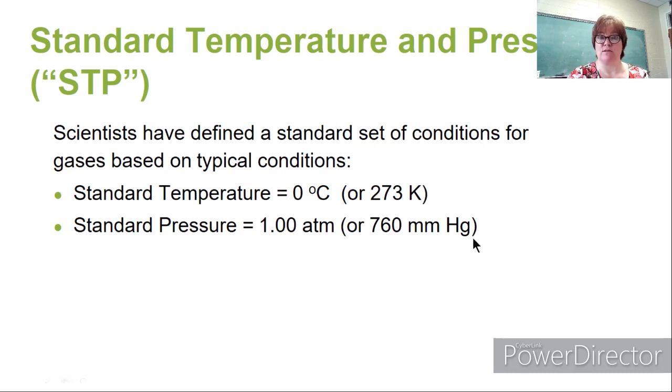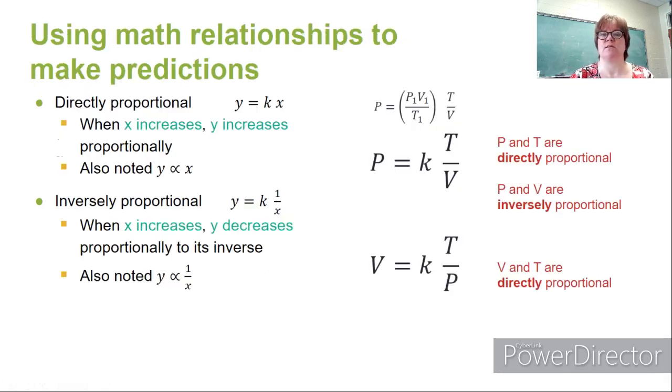However, as long as you're keeping consistent with your pressure units, you can use alternate pressure units. Remember that 1 atmosphere is 760 torr or 760 millimeters of mercury. One of the things that's really powerful about understanding these equations is understanding how to get some general predictions about how gases are going to behave from looking at a mathematical relationship.